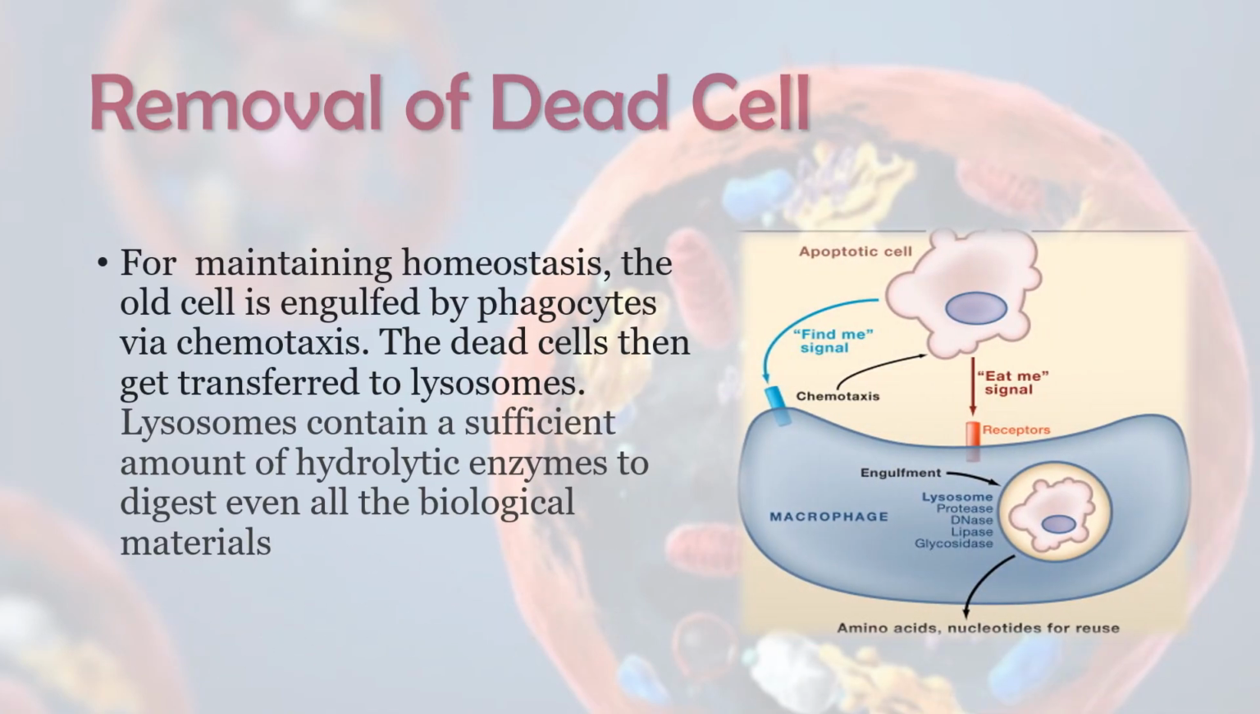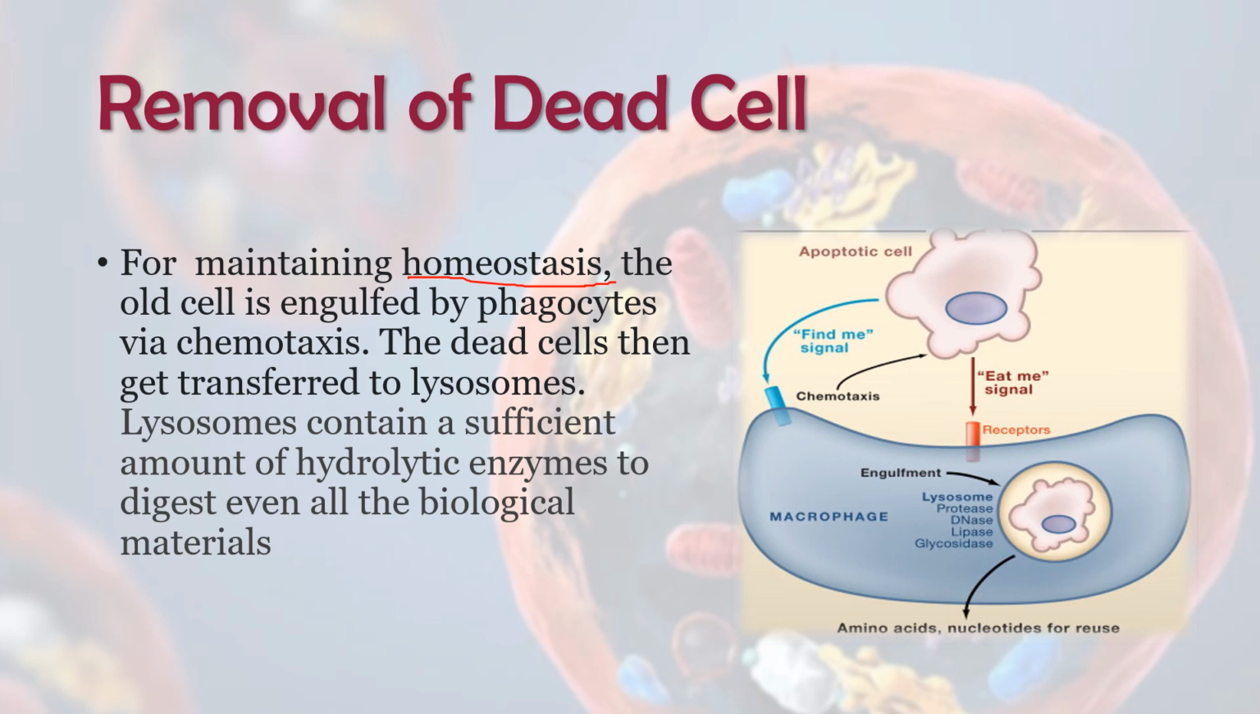Removal of dead cells. We know that every day millions of cells are divided and regenerated, but our body maintains the number of cells. This is homeostasis, where the number of cells is stabilized and the body maintains the same number of cells. Then what happens to the old cells? They get removed by our lifesaver, the lysosomes.